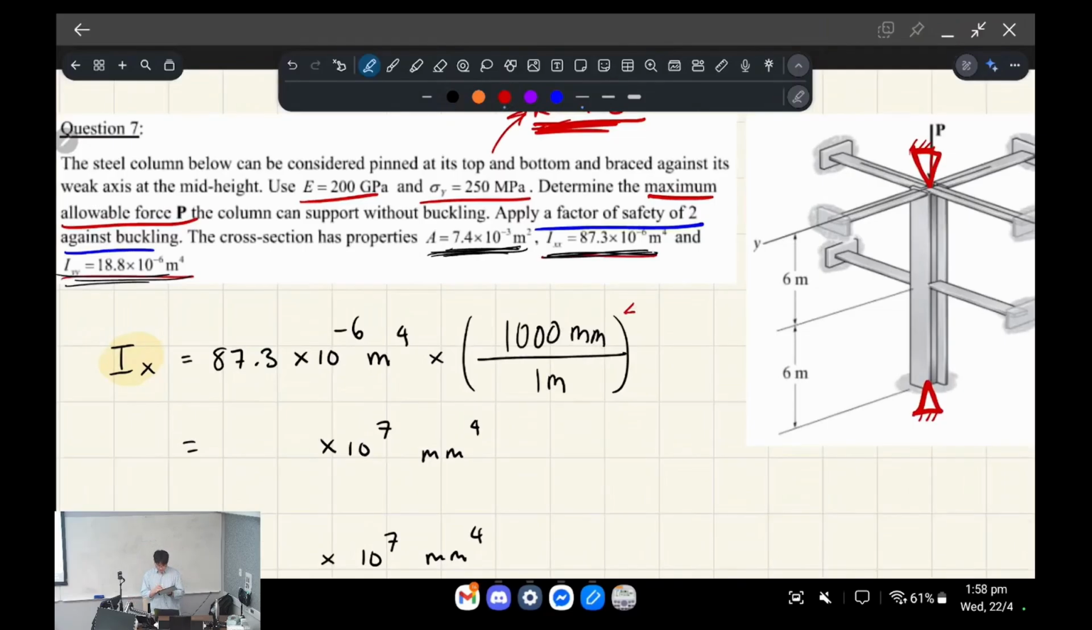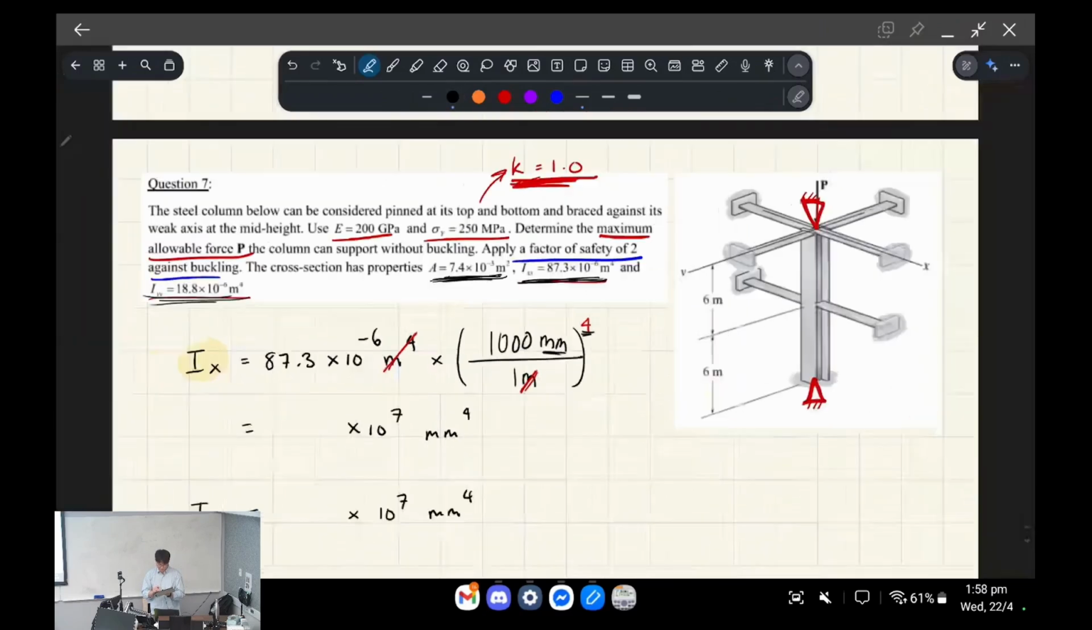And this, we put the entire bracket into the power of 4, okay? And the way this works is it cancels out the meters, right? Okay. So meters to the power of 4 gets cancelled out on the bottom of the fraction with meters to the power of 4. Now we're just left with millimeters to the power of 4, okay?